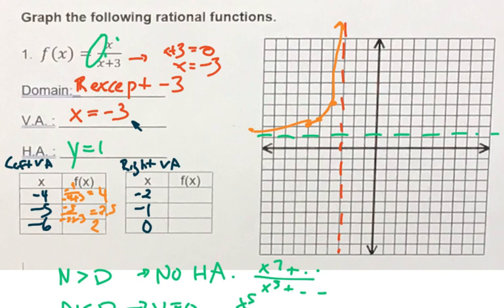So when we plug in negative 2, this would be negative 2 divided by negative 2 plus 3. So this should give us negative 2. When I plug in negative 1, that'd be negative 1 divided by negative 1 plus 3, which is 2. So this would be negative 0.5. And when we plug in 0, 0 divided by 3 is 0. So we plot these points and connect them. And don't cross your asymptotes.